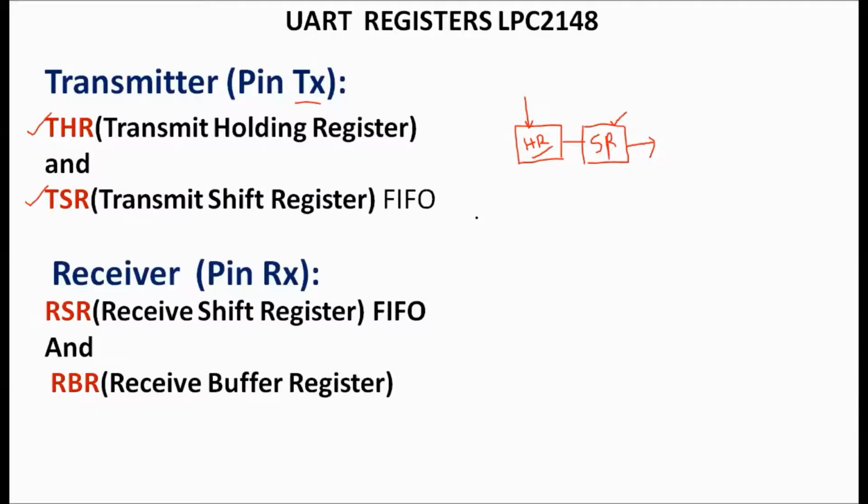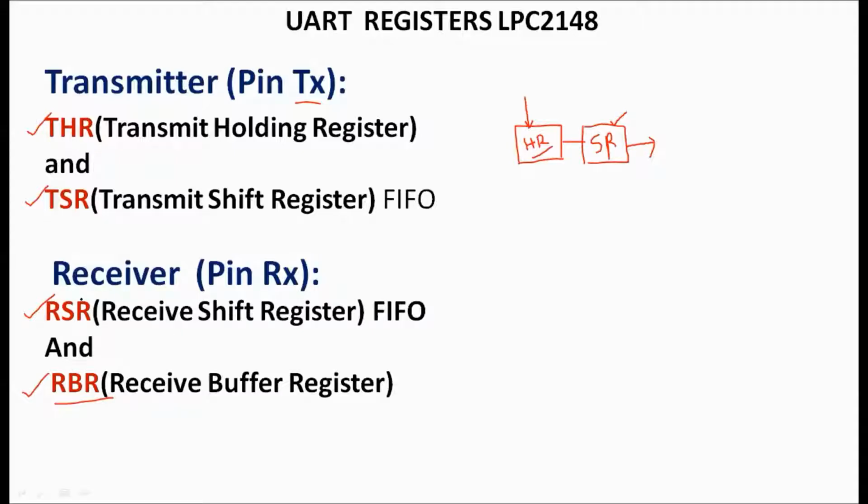Then for the receiver pin, two receiver registers are associated: RSR, the receive shift register, and RBR, the receive buffer register. Whenever data is received, that will be stored in the RBR register.